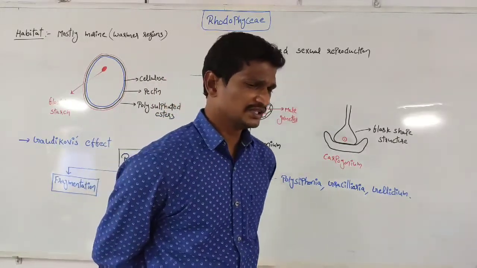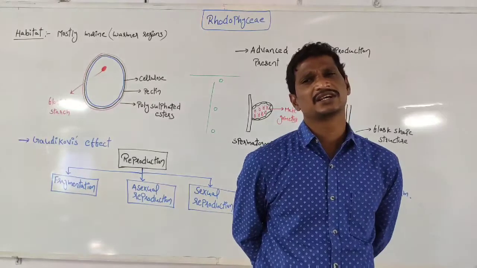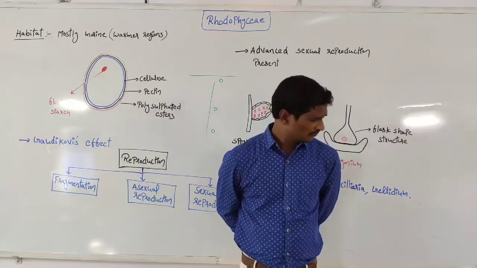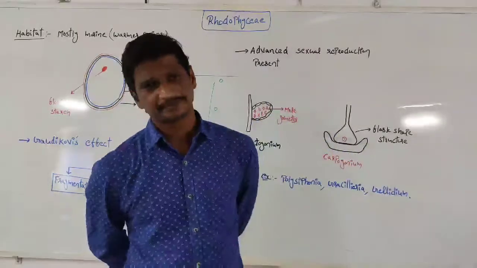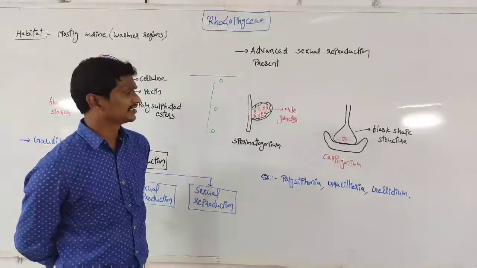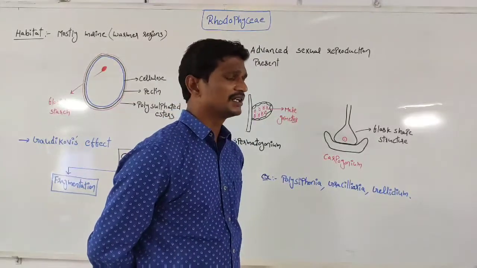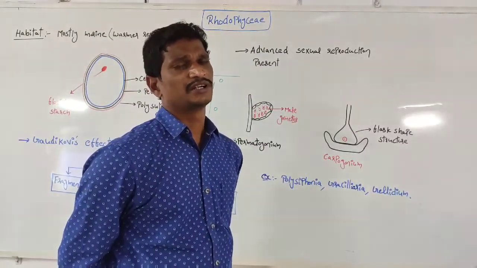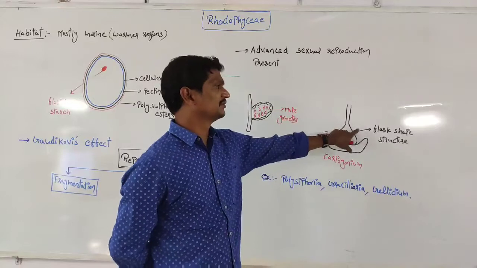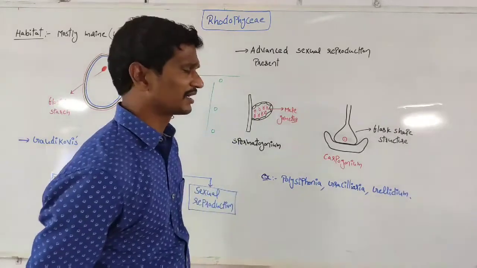See, Rhodophyceae is considered the advanced algae. So why is it considered advanced? The reason is that advanced sexual reproductive organs are present. Especially within the red algae there are carpogonium structures. Carpogonium structures are nothing but advanced female reproductive organs, which exhibit a flask shape. So these are considered the advanced sexual reproductive organs. Right?